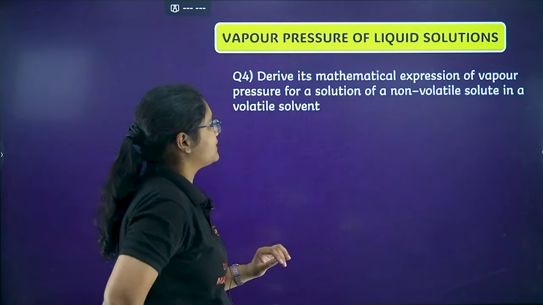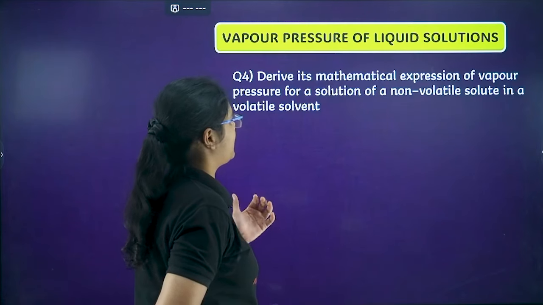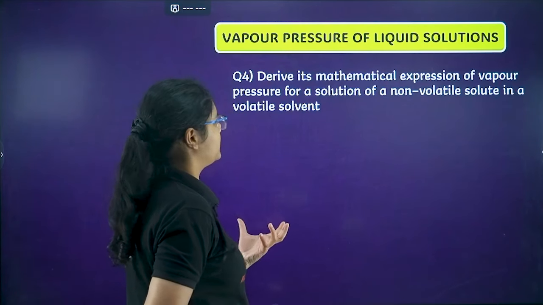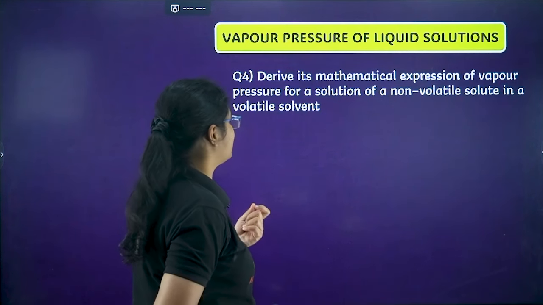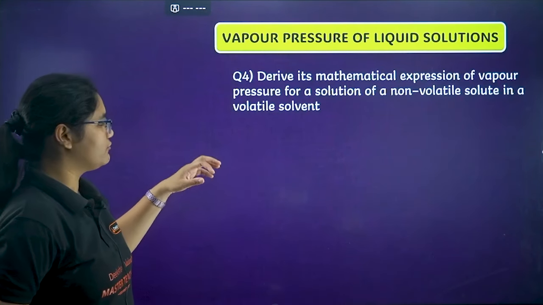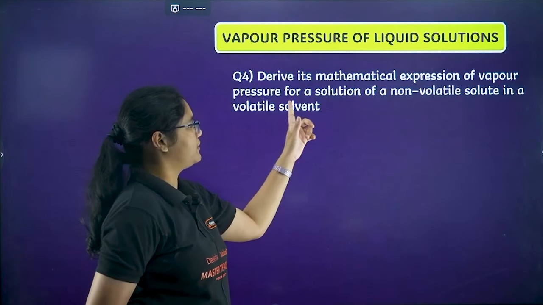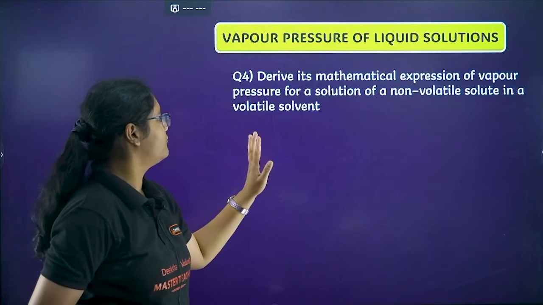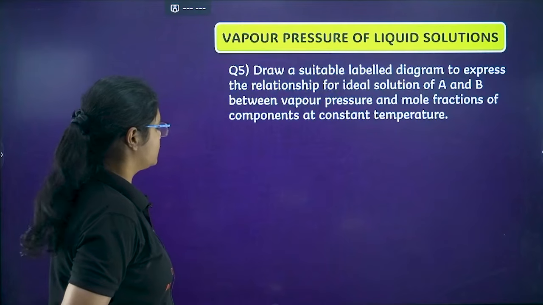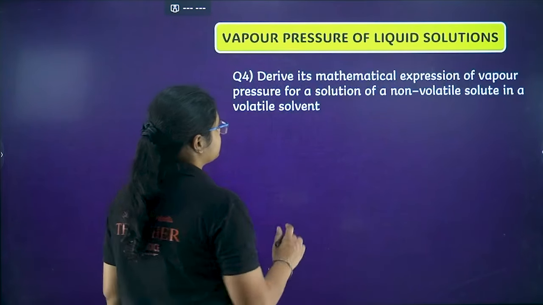Next, derive the mathematical expression of vapor pressure for a solution of a non-volatile solute in a volatile solvent. So you have to derive the mathematical expression for the vapor pressure of a solution of a non-volatile solute in a volatile solvent. Let's see this one.